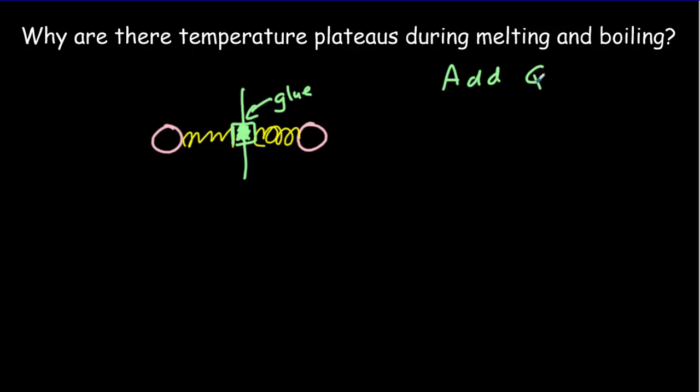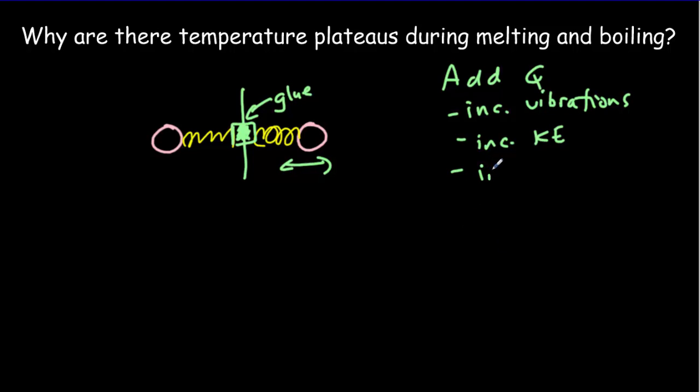So we add Q. Of course, this increases the vibrations, which is really just an increase in the kinetic energy of the molecules. And we know that temperature is a measure of the average kinetic energy per molecule. So if we're increasing kinetic energy, that means we're increasing temperature. So you want to make a strong association here between kinetic energy and temperature. Now, of course, you'd also be increasing the potential energy a bit because the molecules would get a little bit farther apart.